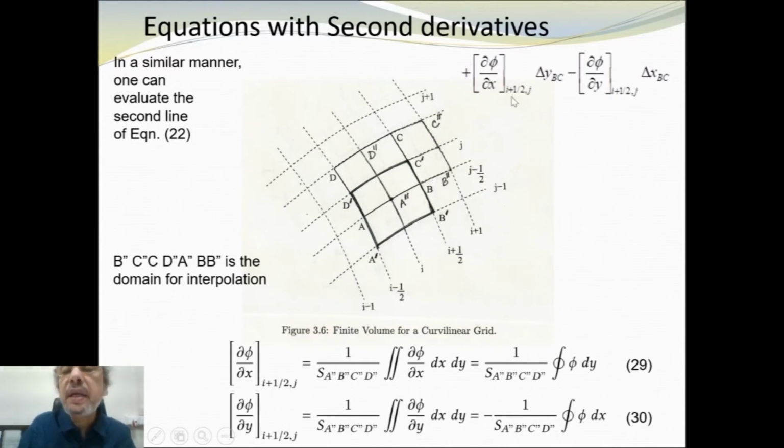This is the second line, and in the second line these are the terms del phi del x and del phi del y. How they are to be evaluated, we have clearly written down. Now after having evaluated this, we will be through.